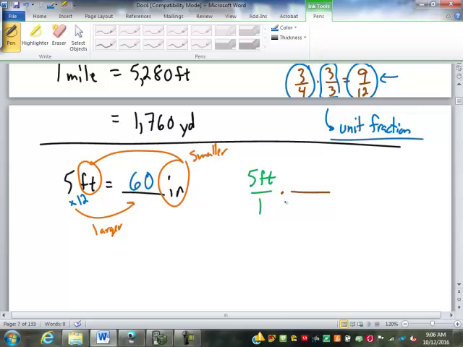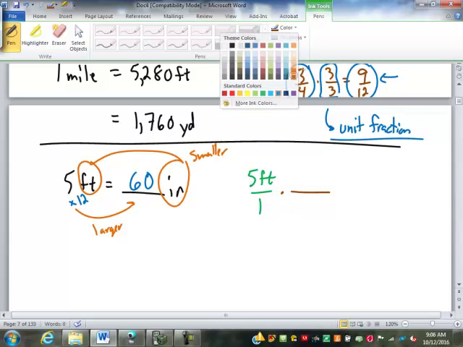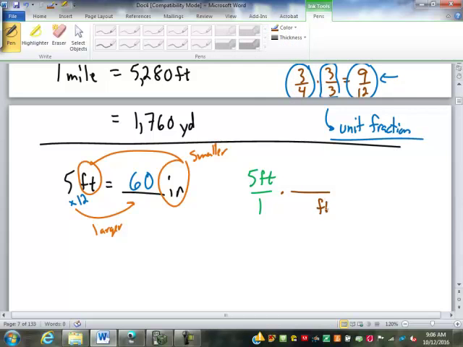Well, we're going to do something similar here. We're going to multiply by a unity fraction. What we're going to do is we're going to put feet on bottom so that they'll cross cancel out. And we want to go to inches, so I'm going to put inches on top. And from my equivalencies, I know that 1 foot equals 12 inches. So now when I do my math, my feet cross cancel out. 5 times 12 inches is 60 inches. 1 times 1 is 1. So it's 60 inches over 1, or just 60 inches.